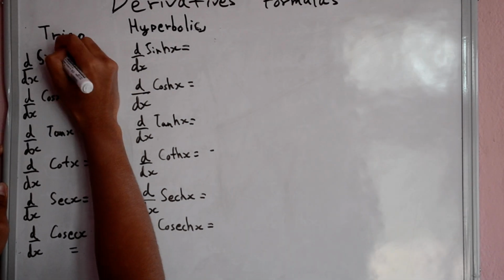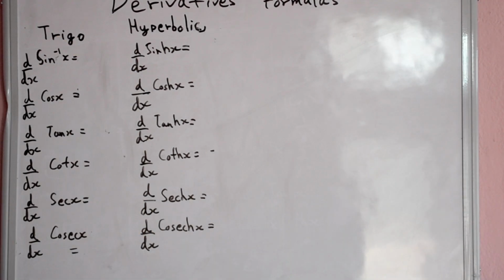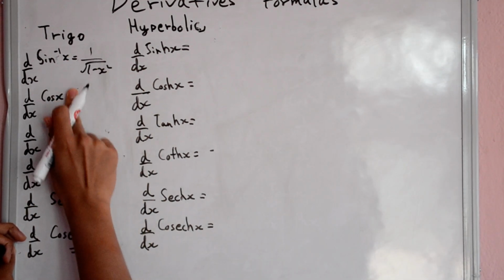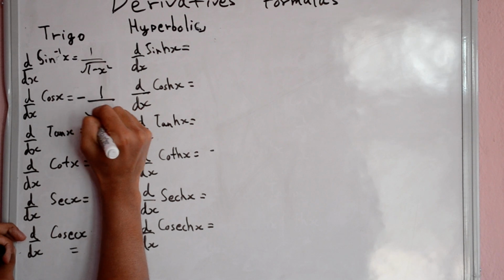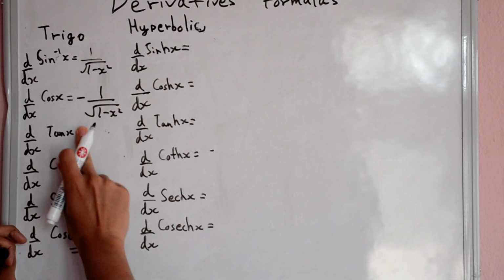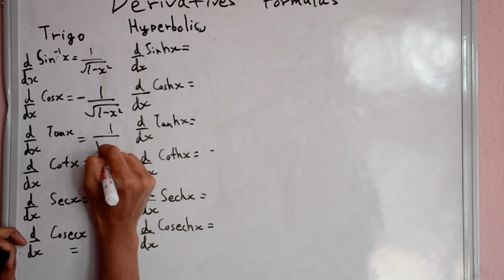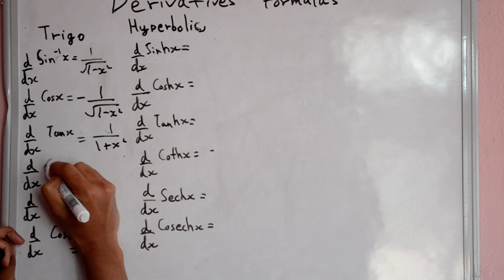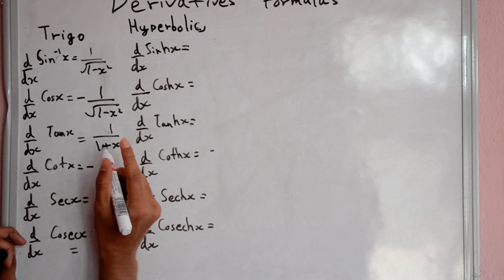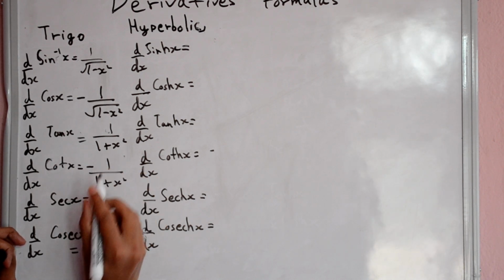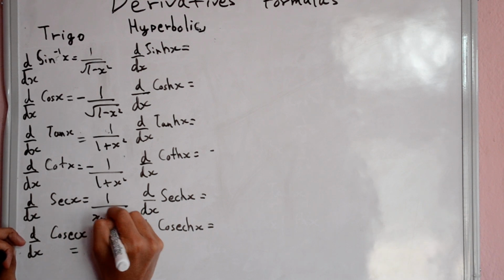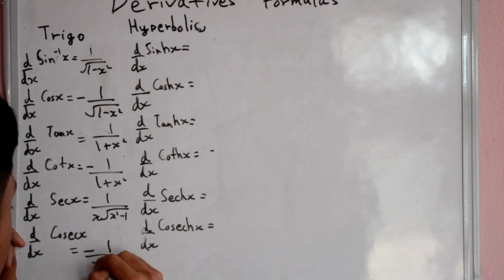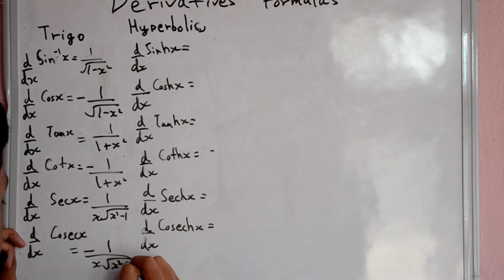So for sine inverse x, this is 1 by root 1 minus x squared. And for cos inverse x, it is minus 1 by root 1 minus x squared. For tan inverse x, it is 1 by 1 plus x squared. For cot inverse x, it is minus 1 by 1 plus x squared. For sec inverse x, it's 1 by x root x squared minus 1. And for cosec inverse x, it is minus 1 by x root x squared minus 1.